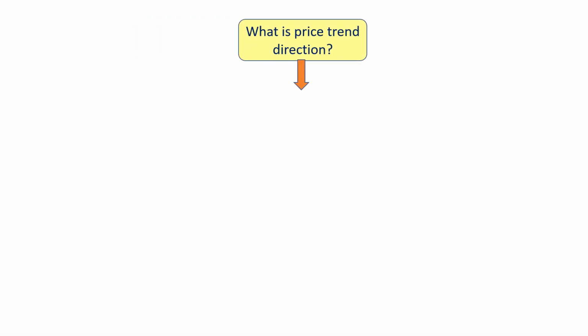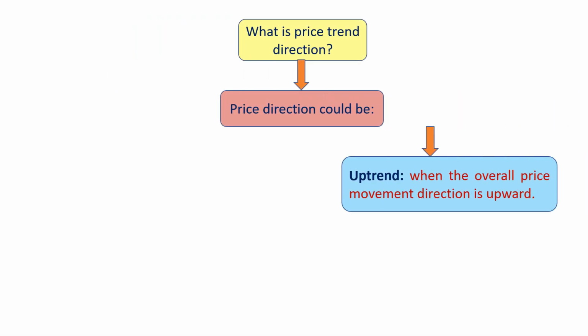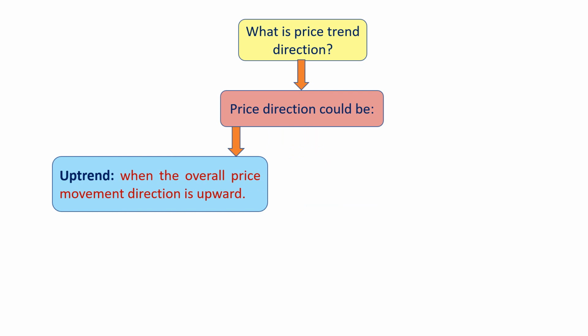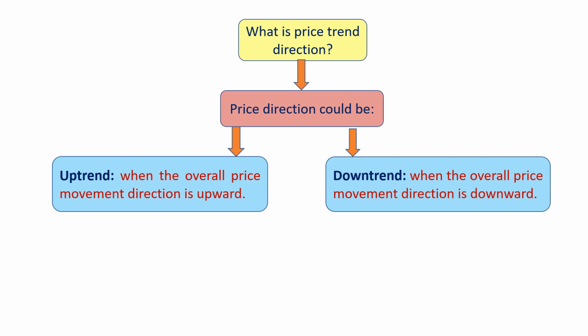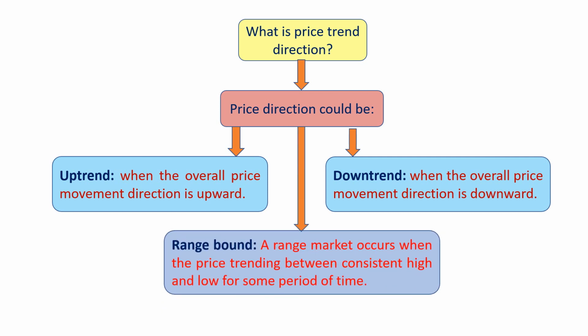What is price trend direction? Price trend could be upward when the overall price movement direction is upward. In an upward trend, each successive peak and trough is higher than the one found earlier in the trend, and also could be downward when the overall price movement direction is downward. In a downward trend, each successive peak and trough is lower than the one found earlier in the trend, and also it could be range bound. A range market occurs when the price is trending between consistent high and low for some period of time.